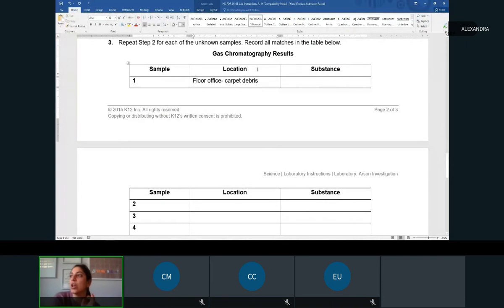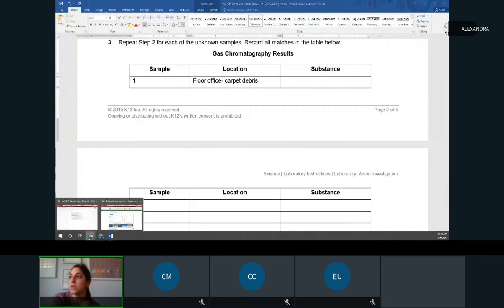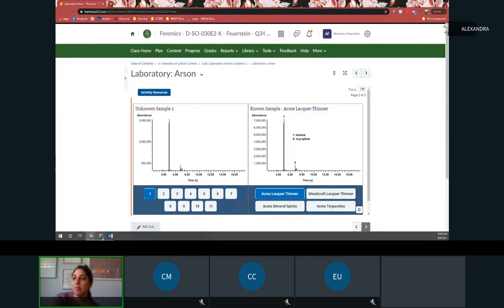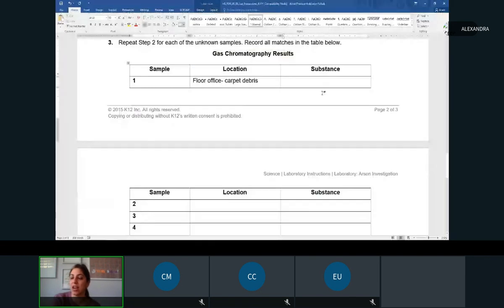Great. Now we're going to compare it to the graphs. Now, I think we looked at this first one. So taking a look at the levels on the Y and on the X, when we compare it to a known sample, what do we think this sample 1 is of? Is this a match? Yes, right? So we can now determine that unknown sample 1, we go back to our lab, it is Acme lacquer thinner.